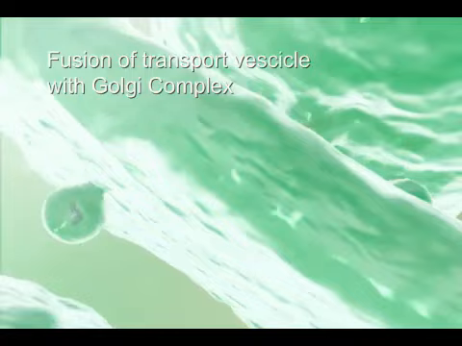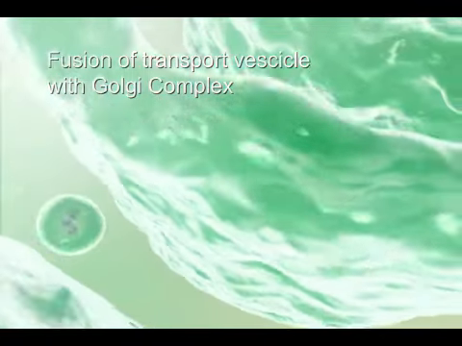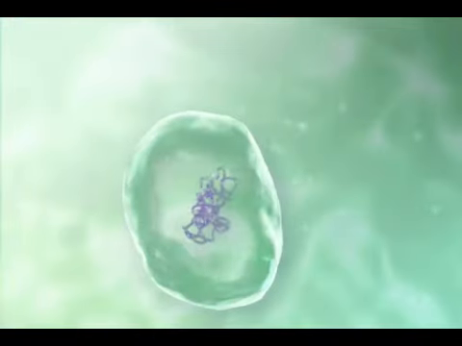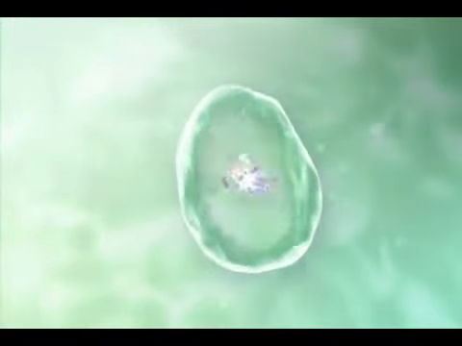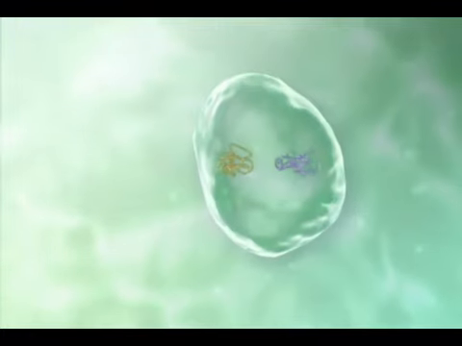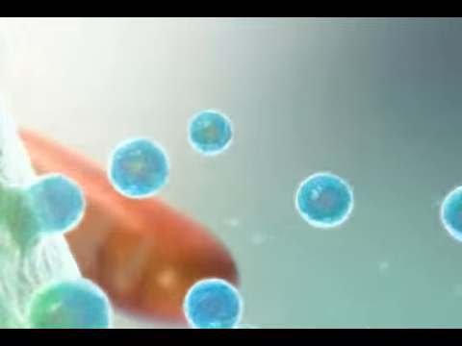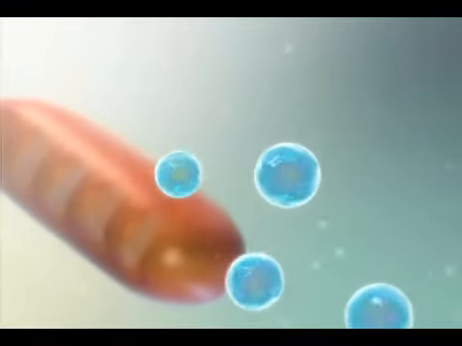Here, the vesicles fuse to the Golgi. Here in the Golgi, enzymes inside may modify the proteins further. For example, a carbohydrate group may be altered, or the protein may be cut and then packaged inside vesicles, which carry them to their final destination, which may be within that cell or out of the cell.